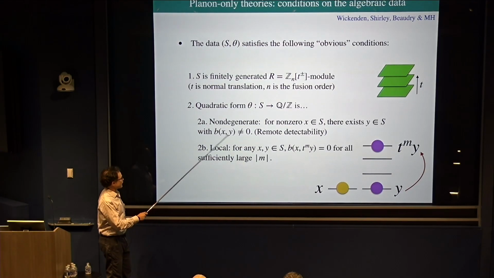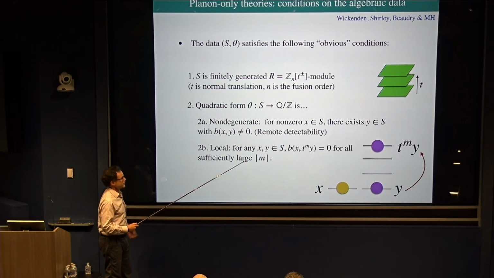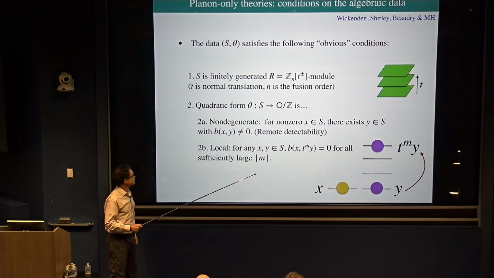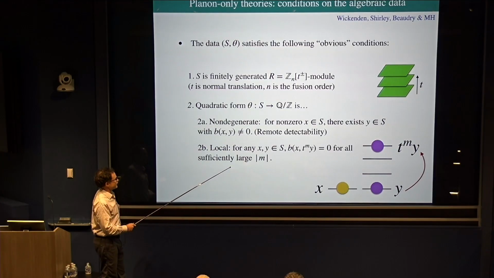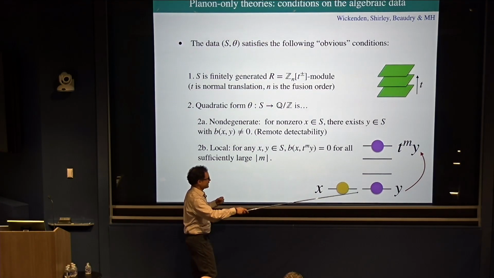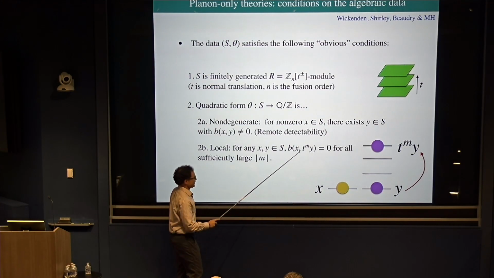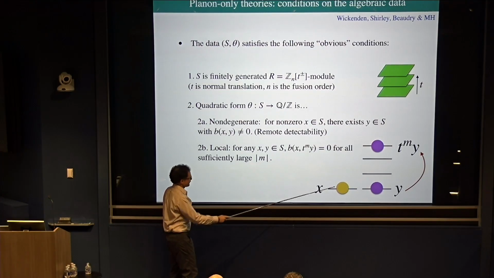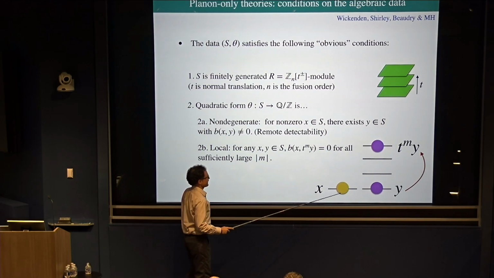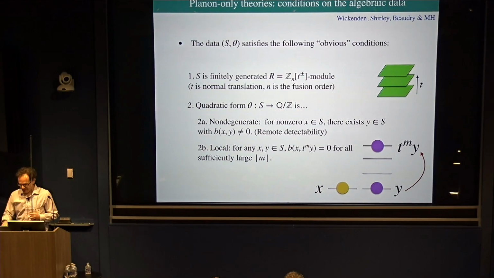And the quadratic form has to satisfy two obvious properties. It has to be non-degenerate, so that's just braiding non-degeneracy again. And it also has to satisfy a spatial locality property. So if you take two excitations, x and y, and if you keep translating y, eventually you'll translate it far enough away that the mutual statistics has to be 0. It doesn't have to be 0 right away as soon as you get to the next layer, because the layers could talk to each other a little bit. But at some point, it's going to have to be 0. And so that's another condition.